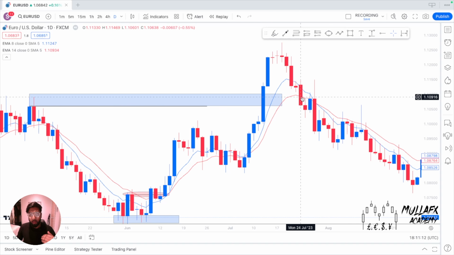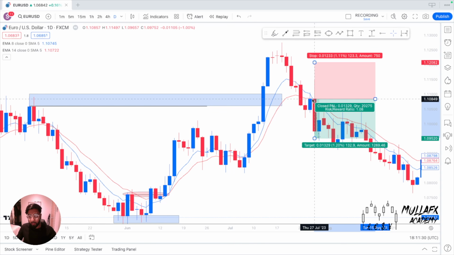What happens next? Price then goes and retests. And where does it retest? It retests at our moving average, and it didn't cross over. So the moving average crossed over. What do we do? We go for a sell.